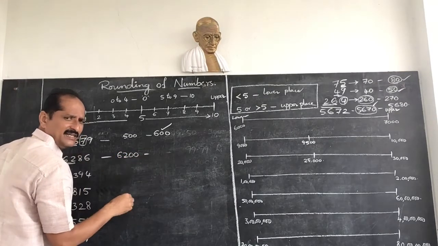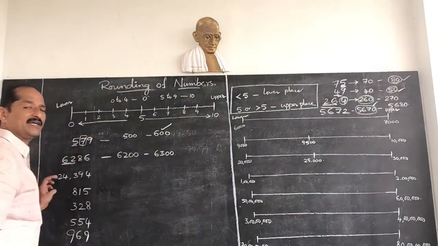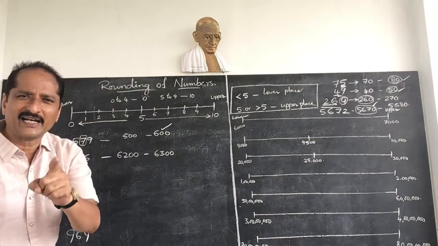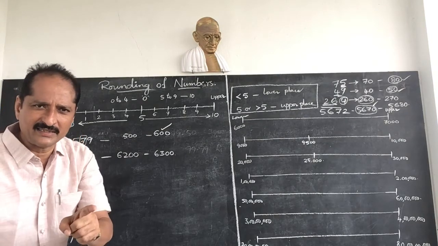This number is in between 62 hundreds and 63 hundreds. What should we round off to? We should see the next lower than hundreds place. The next lower than hundreds place is tens place. What is the tens place digit?